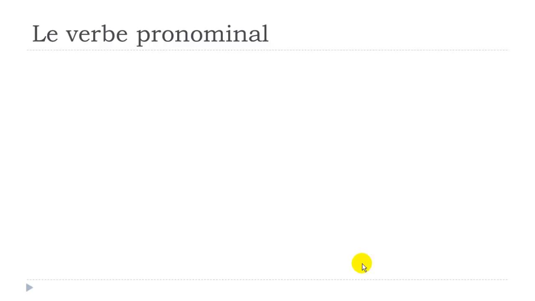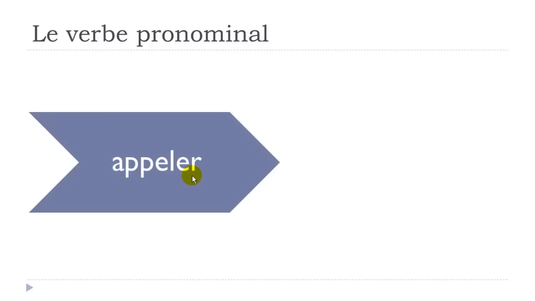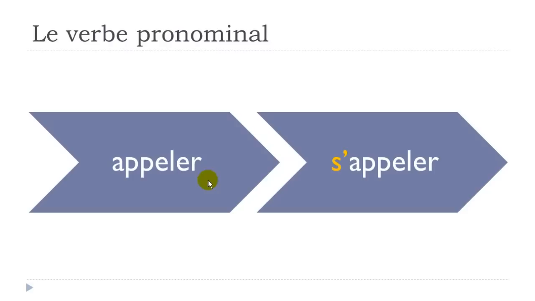Let's take another example, appeler, to call, okay? And then the important thing in that case is that, as usual, appeler is starting with a vowel, a, and it does mean that, as usual in French, normally we should have this se, but then the e will disappear and it will look like that, s'appeler. So appeler, to call, and then s'appeler, to call oneself.